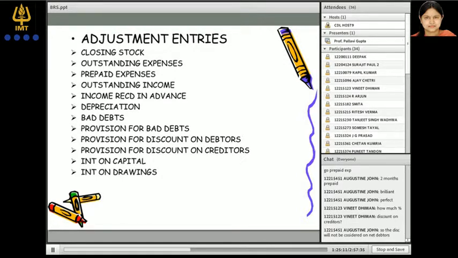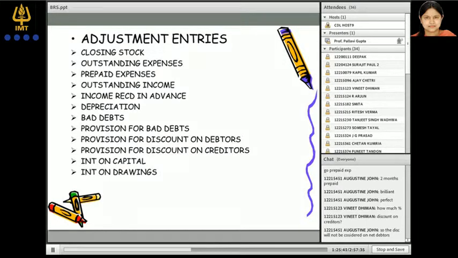Drawings debit to interest on drawings. Drawings debit means it would be added to the drawings, and interest on drawings means it would be taken to the income side of the business.